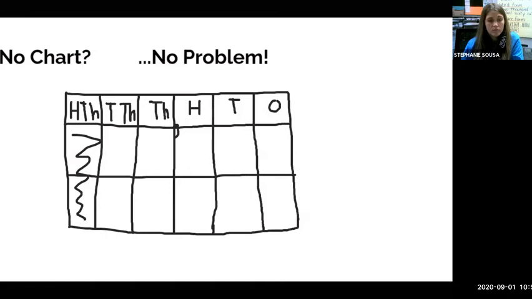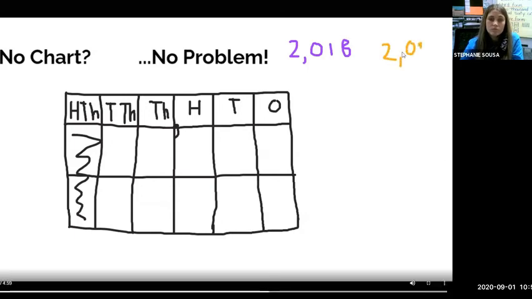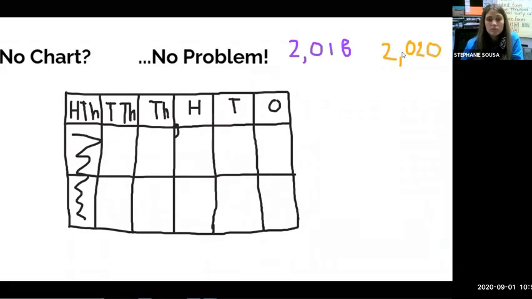So let's say we have the number, I'll do a dark color. Let's say we have the number 2018. And then we have the number 2020. And we want to compare these numbers using the place value chart. So let's go ahead and put our orange or yellow number in here, 2000.